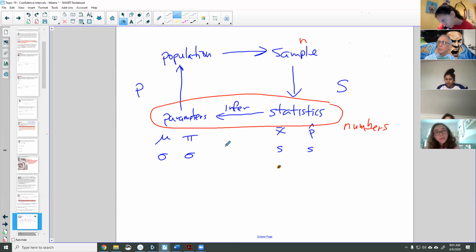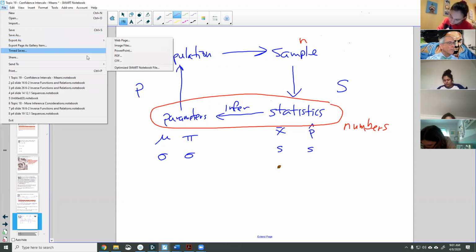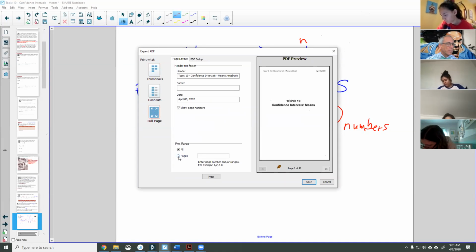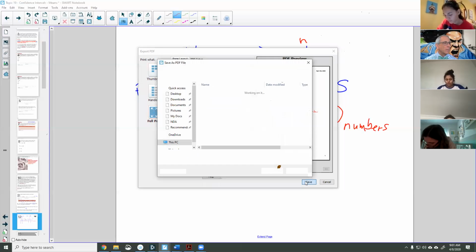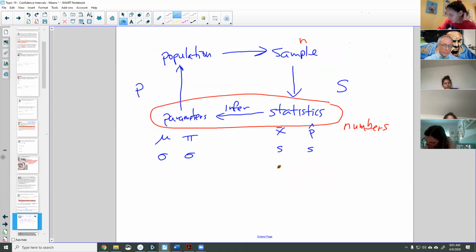Want me to email out that chart? You like that chart? Yeah, I'll email that chart out. This is slide 12, file, export as PDF, full page, page 12. Stats chart. Okay, that'll get out to you guys.